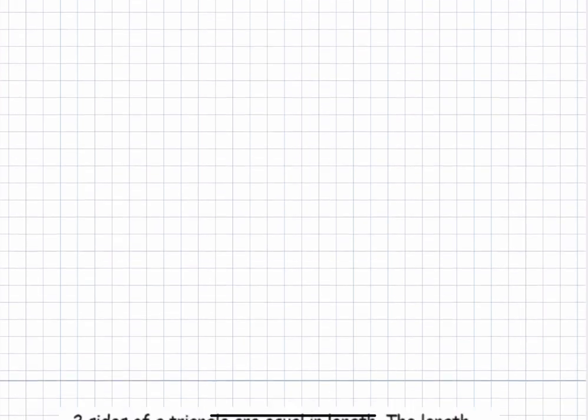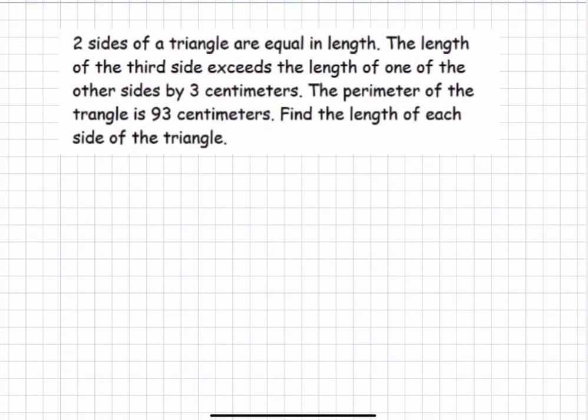Moving on to our third problem. Two sides of a triangle are equal in length. The length of the third side exceeds the length of one of the other sides by 3 centimeters. The perimeter of the triangle is 93 centimeters. Find the length of each side of the triangle.